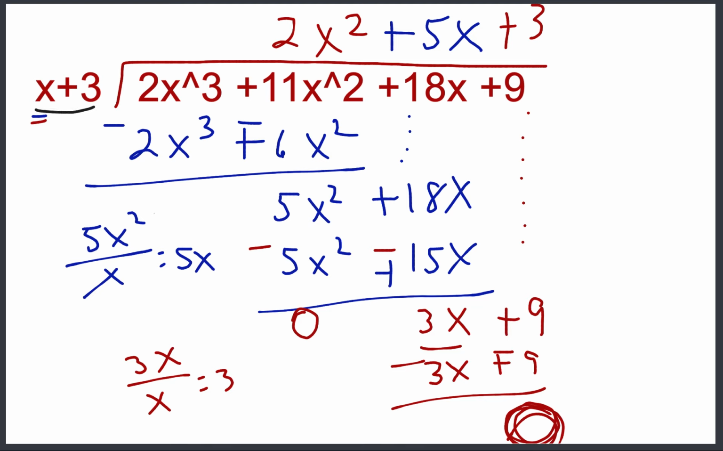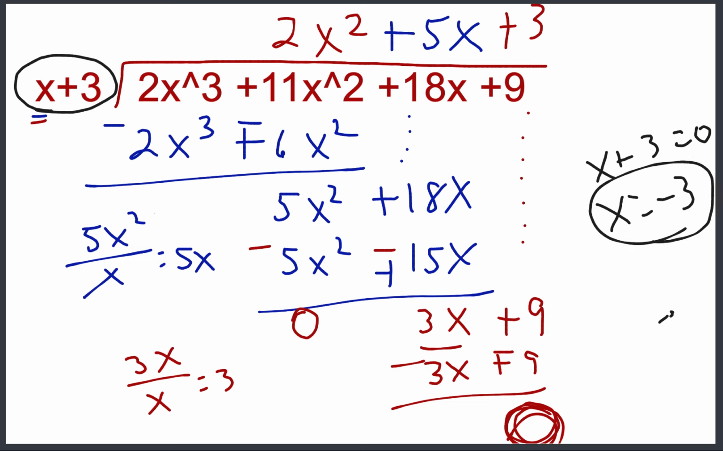What's that tell me? That tells me that x plus 3 is a factor. It also tells me that x plus 3 set equal to 0 will give me the x-intercept. Notice the sign change on this thing. Always get a sign change on that. So that is my x-intercept.